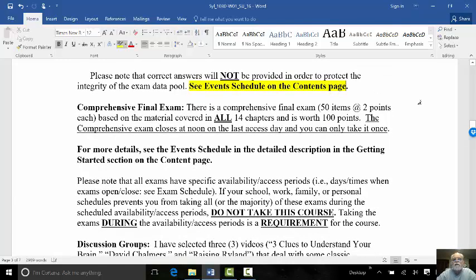There is a comprehensive exam, as I mentioned. It's on all 14 chapters. There's 50 items. And again, please note this. The comprehensive exam will close on the last access day that's posted, and you can only take it once. So it closes at noon. So that's very, very important to keep in mind.